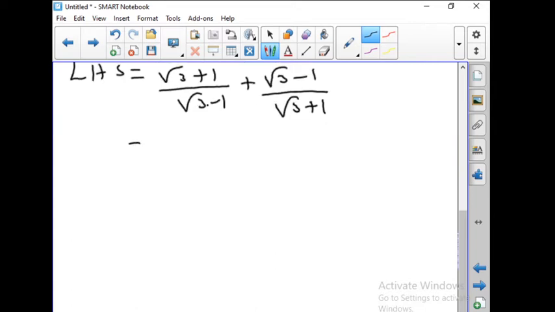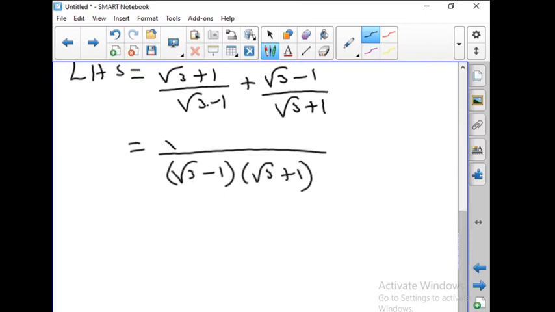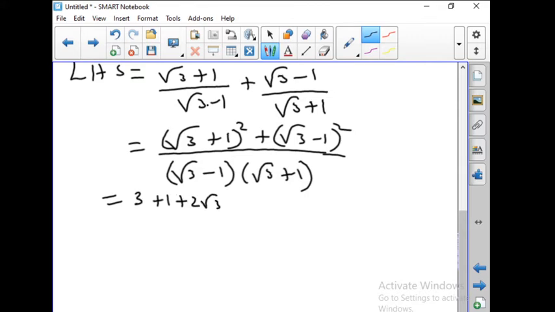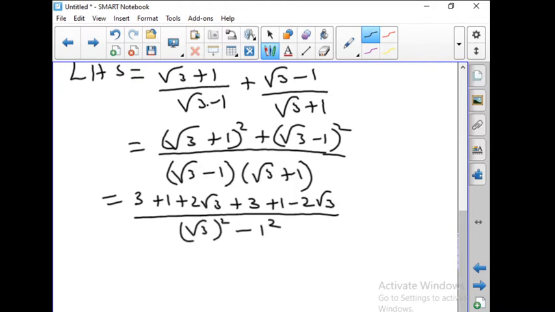So now take LCM. What is the LCM? Root 3 minus 1 into root 3 plus 1. So in the numerator we have root 3 plus 1 the whole square plus root 3 minus 1 the whole square. So expand using the identities a plus b the whole square and a minus b the whole square. So this gives you 3 plus 1 plus 2 root 3 plus 3 plus 1 minus 2 root 3, divided by, it is of the form a minus b into a plus b. So a square minus b square.